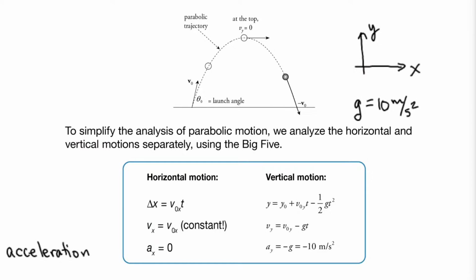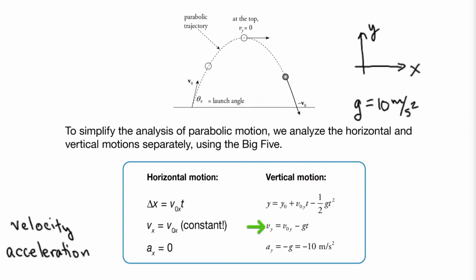So if our acceleration here is all in the vertical direction, right? Negative g, negative 10 meters per second squared, well, then that means there's no acceleration in the horizontal direction. And if there's no acceleration in the horizontal direction, then there's no change in the velocity. So that simplifies a number of the big five for the horizontal components.